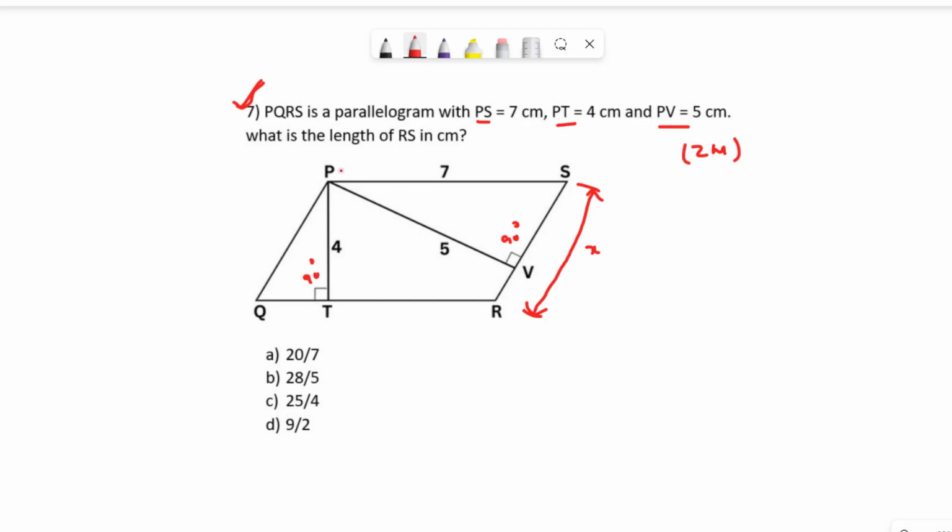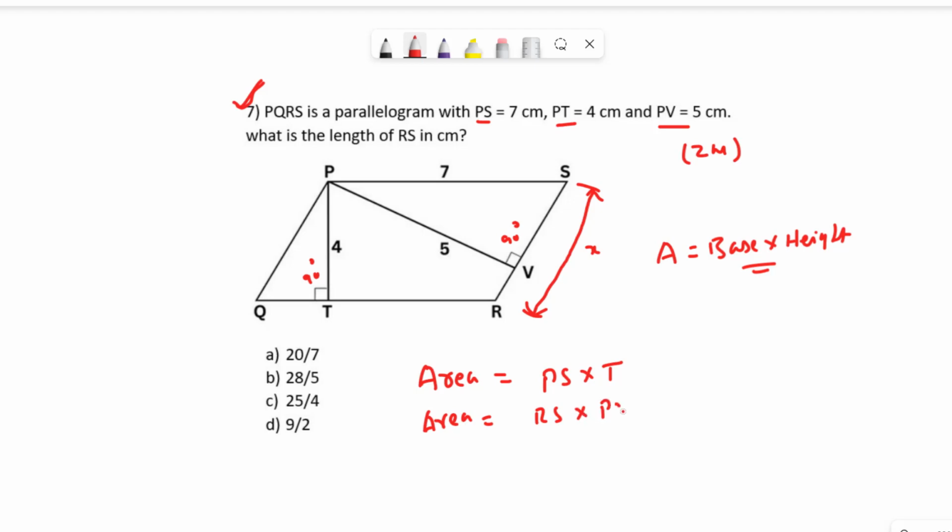So we know that the area of the parallelogram is base into height. If I take this PS as my base, then this is the height. So area equal to PS into PT. And if I find the area with this base, this is my height, right? So area equal to RS into PV.